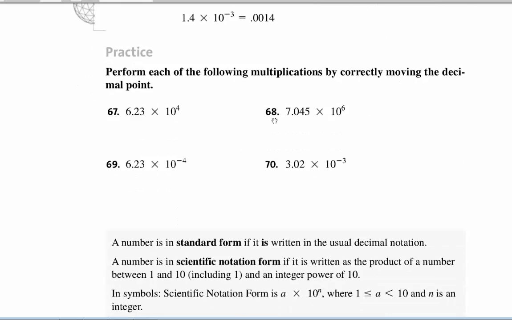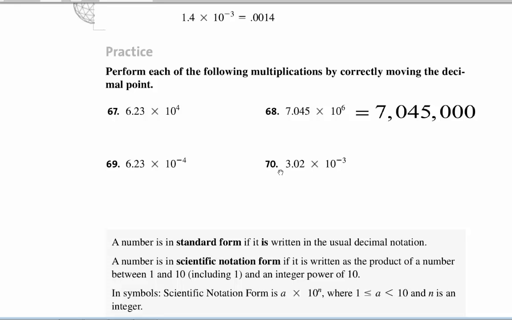All right, so there are some practice problems. We look at number 68. We have 7.045 times 10 to the 6. So I'm going to want to move this decimal point 6 places to the right. So when I go 6 decimal places to the right, 1, 2, 3, 4, 5, 6, my new number is 7,045,000. And perhaps I should add the commas in.